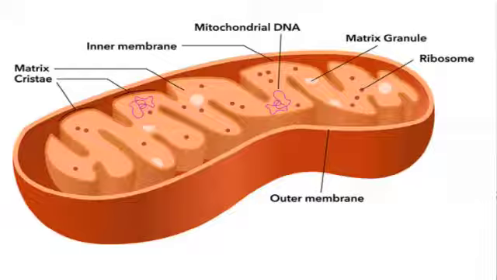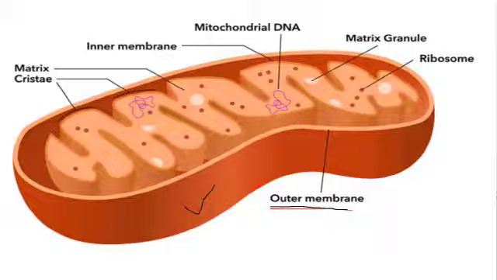Next, here we can see the figure of the mitochondria. In this figure we can see that there are many parts of the mitochondria. This part of the mitochondria is called the outer membrane. It is called the outer membrane of the mitochondria.